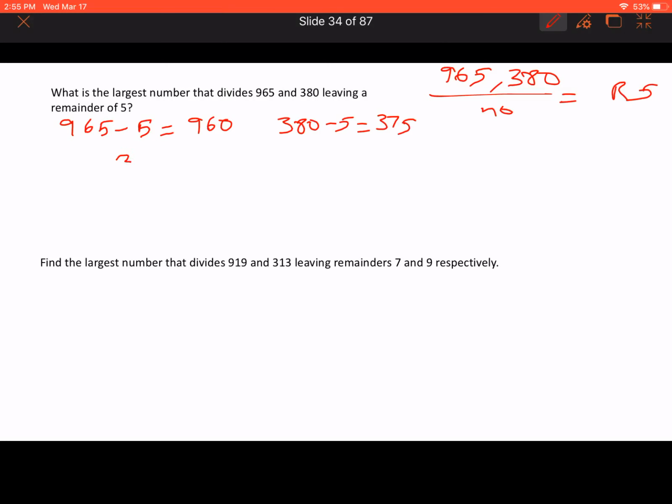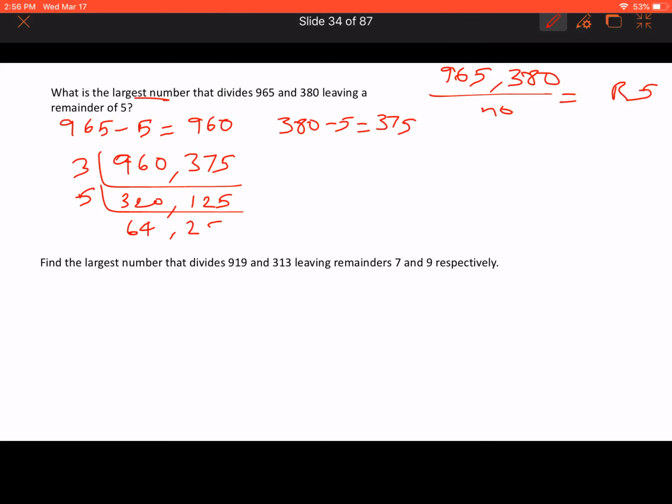And then we have to find the GCF, because we have to find the common number which is going to divide, and the largest number. So we have to find the GCF for this. 3 times, and 5 times, right? After this we do not have any common factors, so we'll stop with this. So 15 is the GCF.